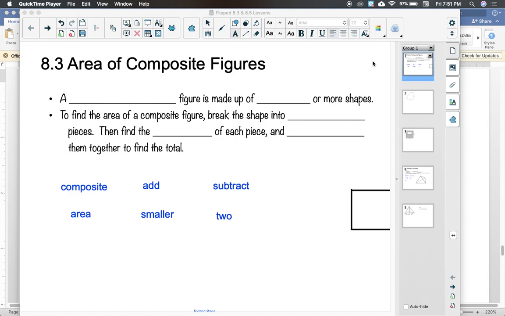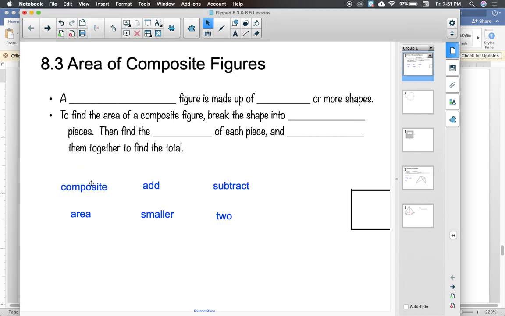First and foremost, there's a little bit of vocab here. A composite figure is made up of two or more shapes. So this is not your standard polygon, rectangle, triangle, parallelogram. This is when we get two of them or even more than that and we put them together in some way. To find the area of a composite figure, we need to first break that shape into smaller pieces. So look for the pieces that were put together to create that shape in the first place.